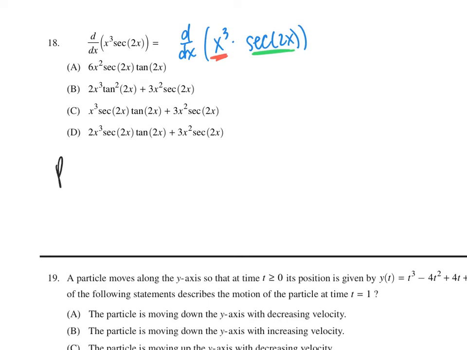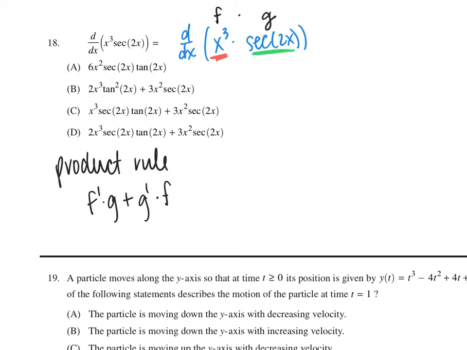And to remind ourselves what the product rule is, that is f prime times g plus g prime times f. Okay, in this case, f is going to be my x cubed and secant of 2x will be my g. We also call this one fig plus gif. All right, let's go find f prime. F prime is going to be 3x squared. You leave your g, secant of 2x. F prime times g, we got f prime times g.